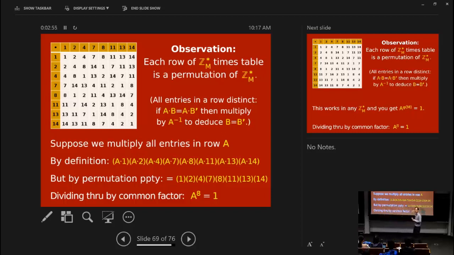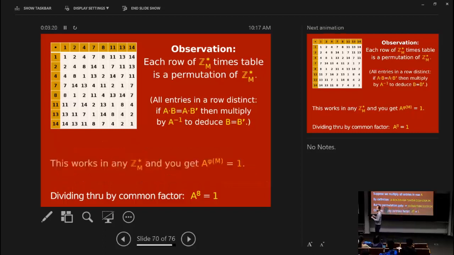Any question about that trick? I didn't really use any properties of 15 here. So what would this 8 be in general, if you're going mod m? Yeah, it would be phi of m. When you multiply everything in the row, you get a copy of a for each element in Z_m star. And by definition, there are phi of m elements in Z_m star.